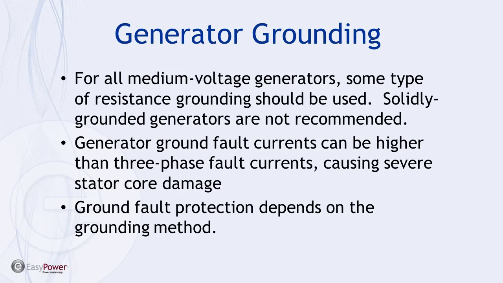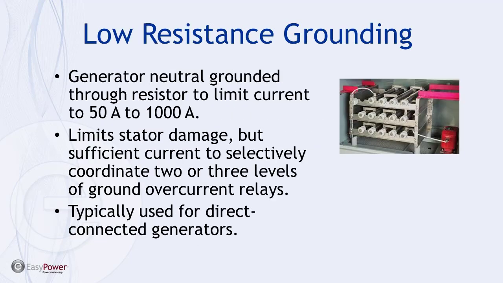So the ground fault protection that we use is going to depend on the grounding method. So we'll talk just briefly about that. Again, this could be a whole topic in itself, but we mentioned that for direct connected generators, we're typically going to use low resistance grounding, and through some kind of a resistor, we're going to limit the ground fault current to something between 50 amps to 1,000 amps. So that's a pretty big range.